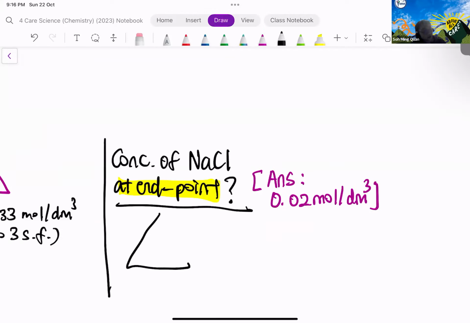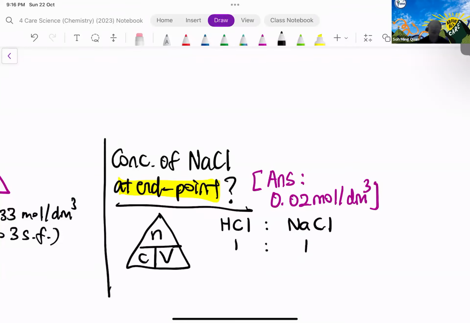I'm sure all of us know the formula triangle now. NCV. In order to get concentration, we will need the number of moles. We will also need volume. So first, we have to calculate the number of moles of NaCl. But this is relatively easy to do.